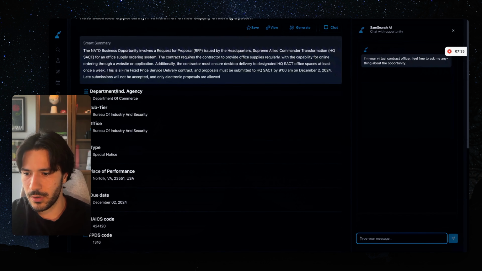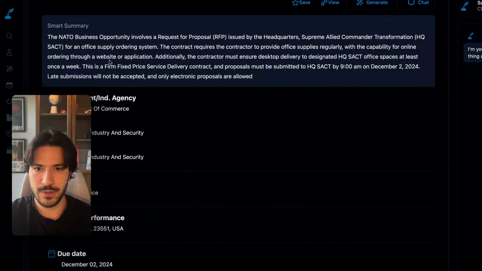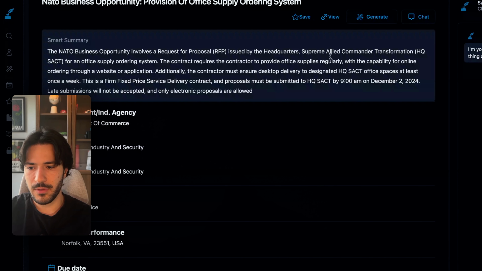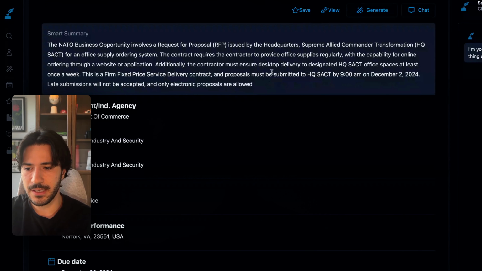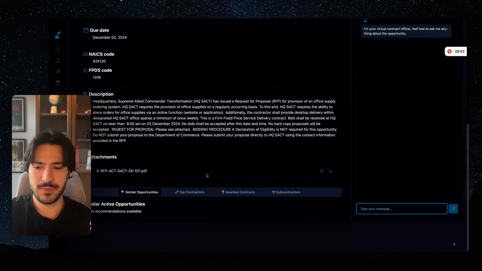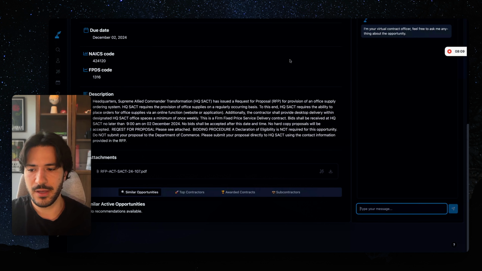So in this case, what we have here is a summary, which makes it extremely easy to understand what we're asked for. So for example, here we know that the summary states that they want a contractor to provide office supplies regularly with a capability for online ordering through a website or application. And then they give us the deadline, all the details. So if we come here, instead of going through the attachments, this one we're lucky we only had one PDF to go through. In most government contracts, we get much more than that.